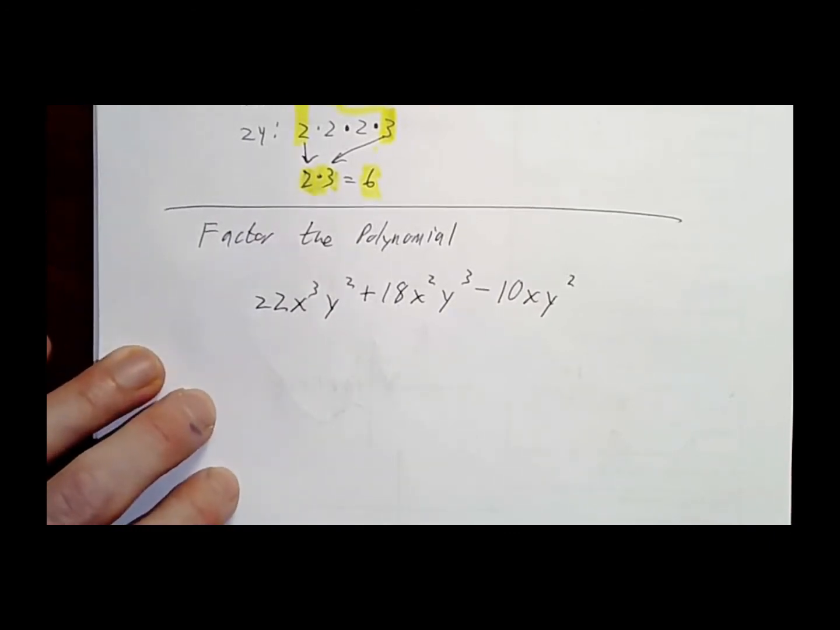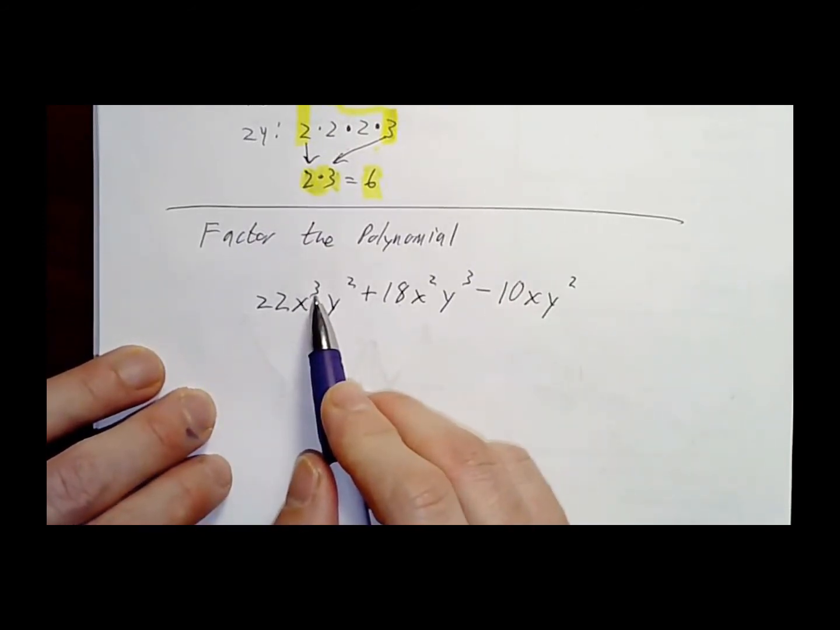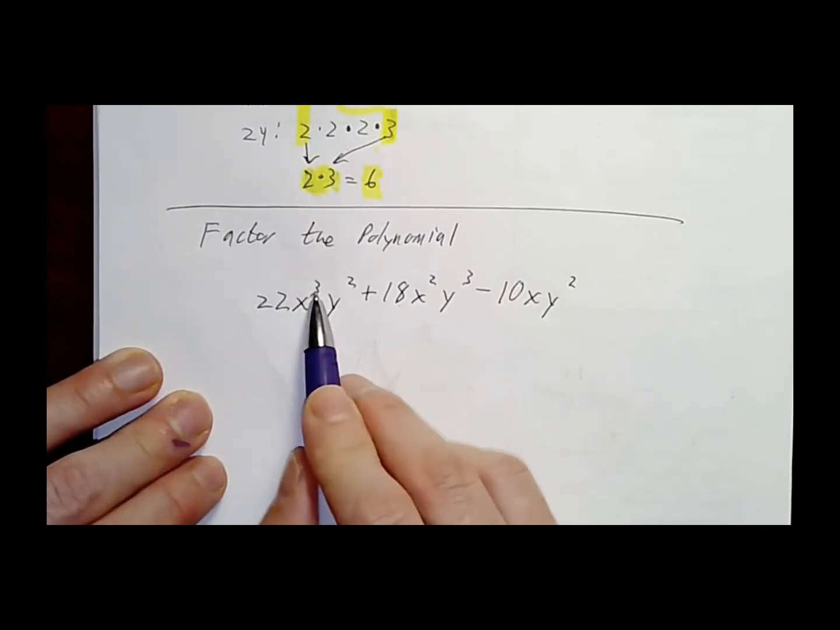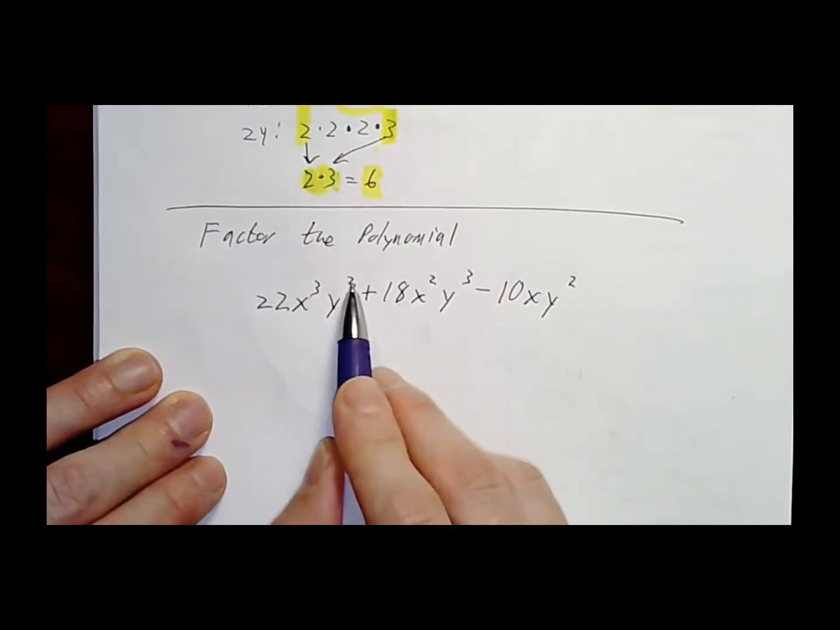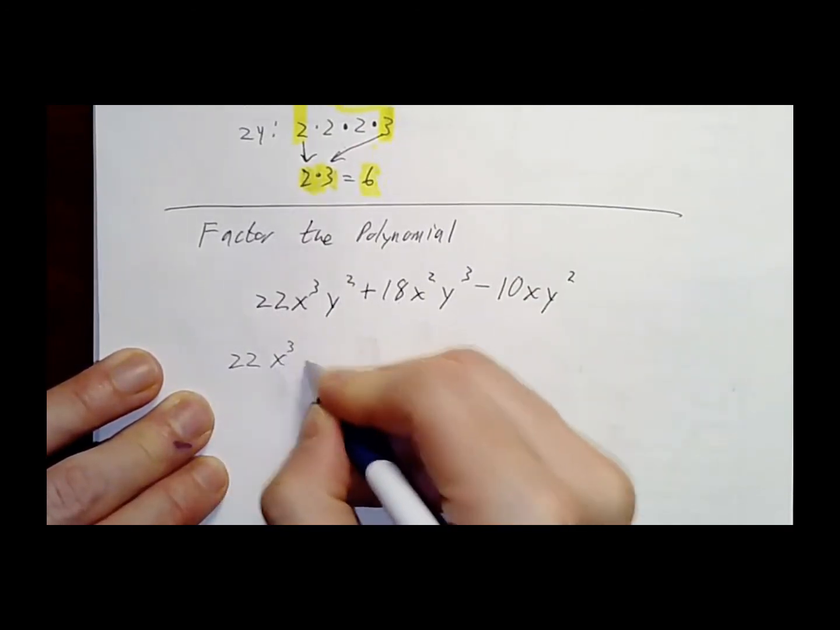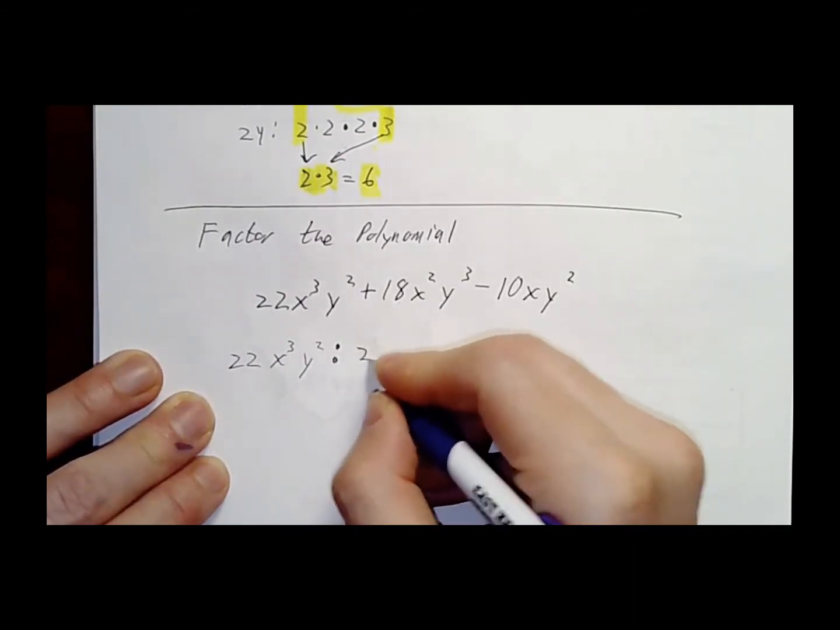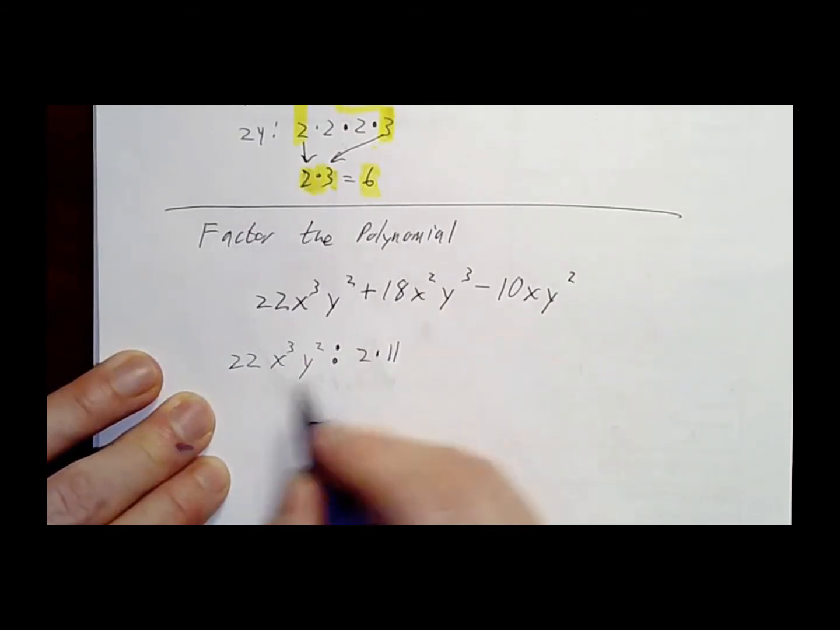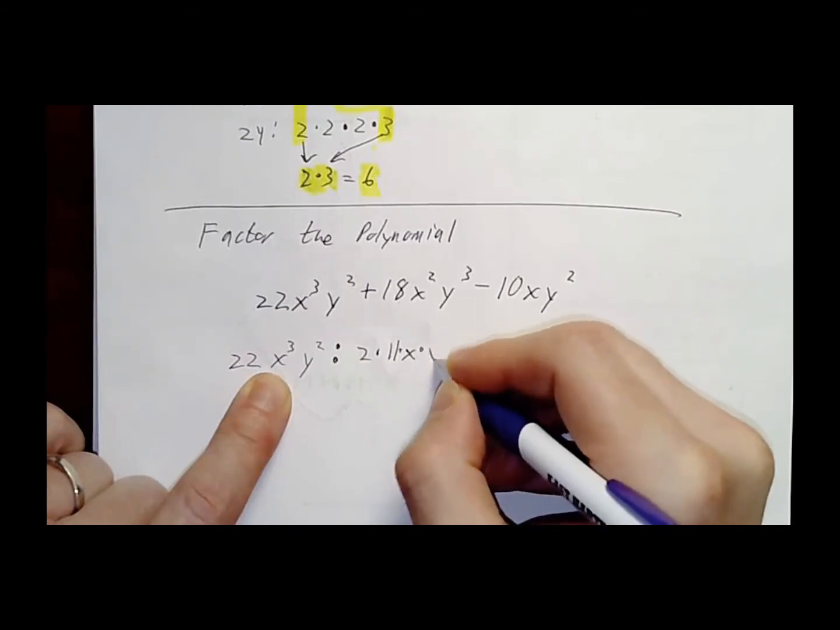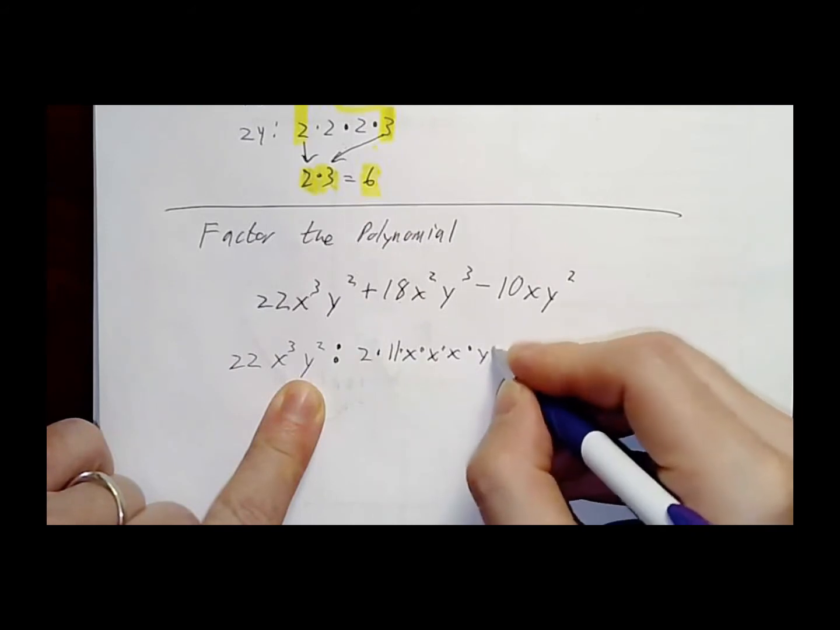That requires us to have some previous knowledge, such as what do exponents mean for variables? All an exponent means is repetitive multiplication. So this is telling me that the x is being multiplied 3 times and the y is being multiplied twice. So 22x cubed y squared in prime factorization form is going to be 2 times 11. 2 times 11 gives me my 22, and x cubed is times x times x times x, and then I have 2 y's, times y times y.